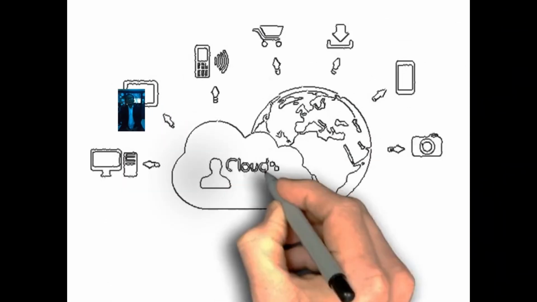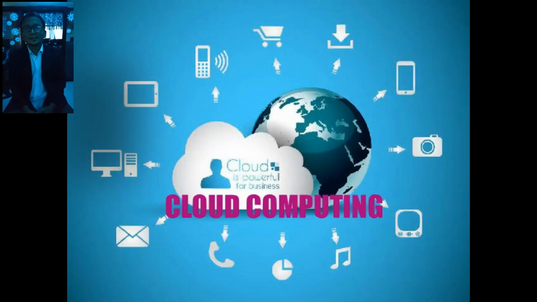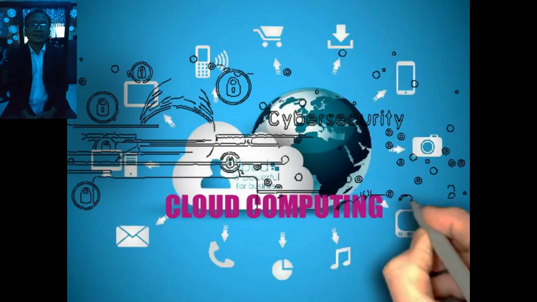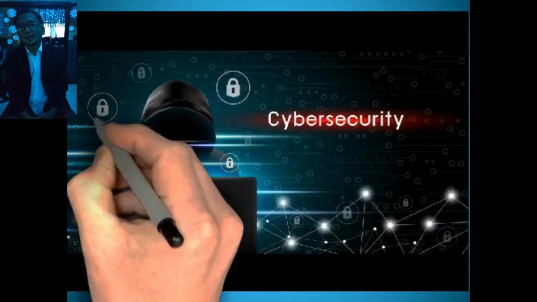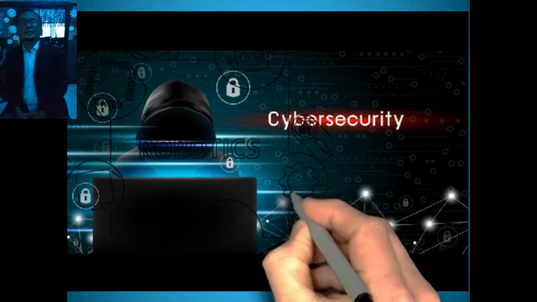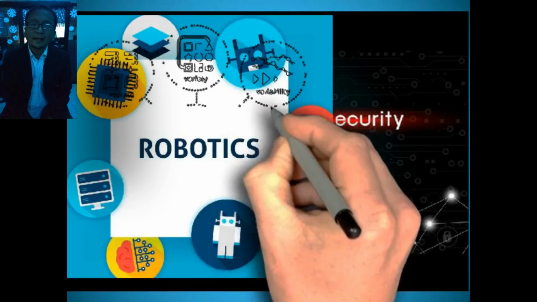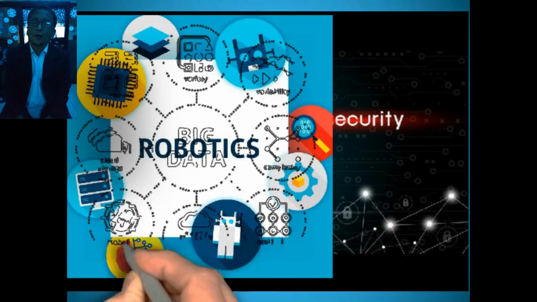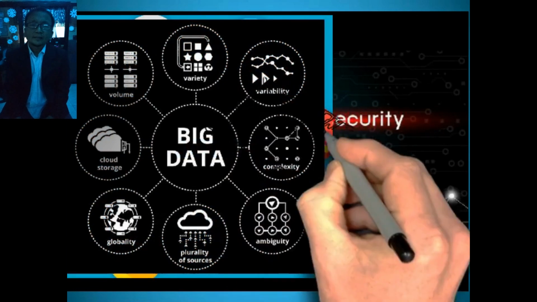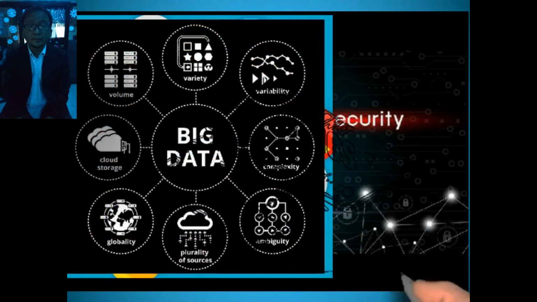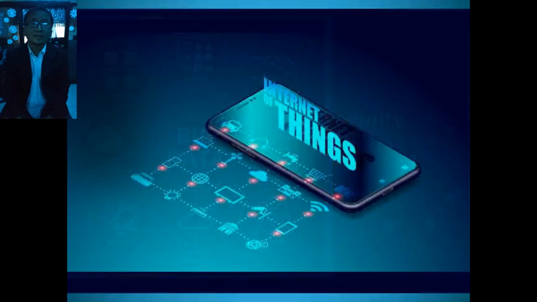Cloud computing is remote servers that manage and process data for your PC. Cybersecurity is protection from cyber attacks. Robotics is the technology of design and construction of robots. While big data is large data related to human behavior. Then the IoT is a network of physical objects with sensors.